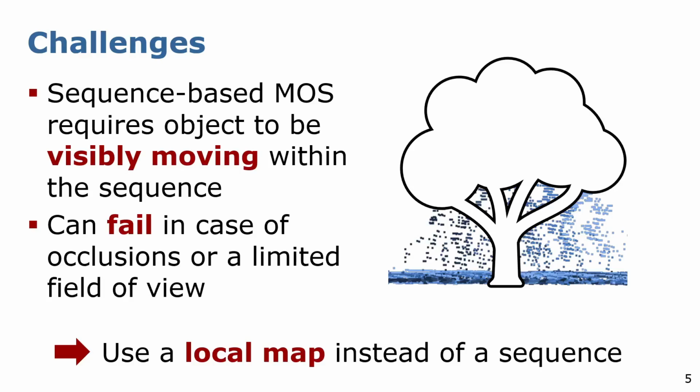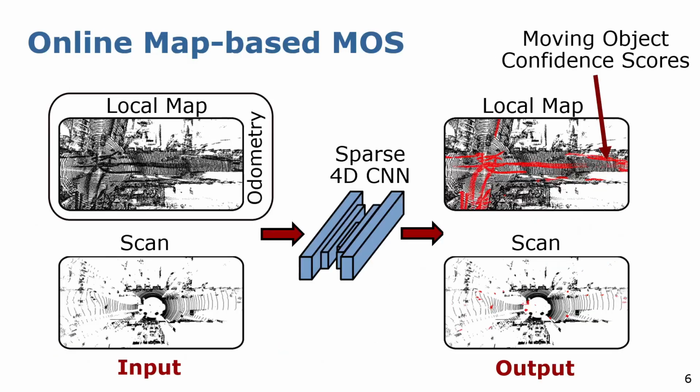Therefore, we propose in this work to use a local map instead of a sequence. So we do not want to restrict ourselves to this limited number of scans. And this is how we do it. On the left, you see the input to our approach. We have our current scan and a local map. So this local map consists of all past received scans in our environment, already in a common coordinate frame. And the same map is also used for the odometry.